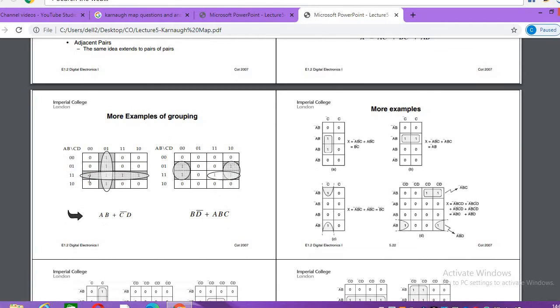this is my 4 variable K-map. How can I know this is my 4 variable K-map? Here it was written as A, B and here it was written as C, D. Okay, this is a 4 variable K-map. 4 variable K-map means 2 to the power 4, 16 cells are there.